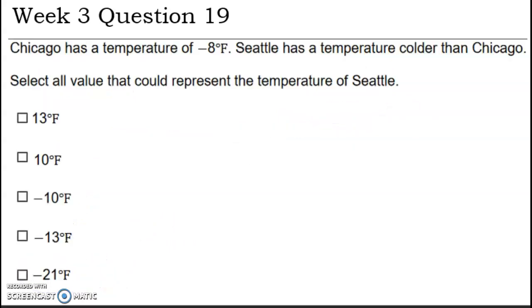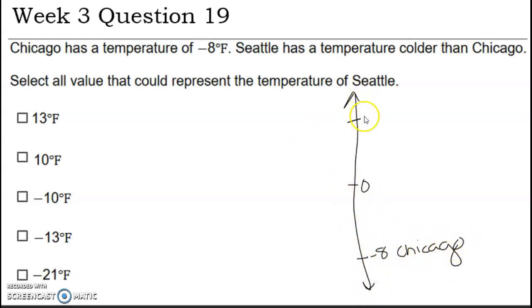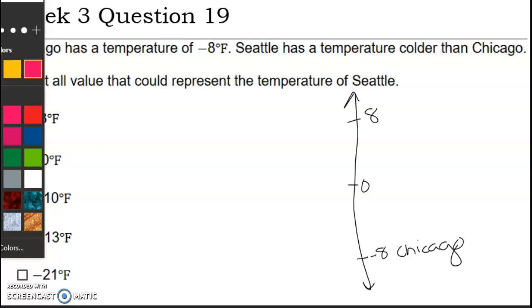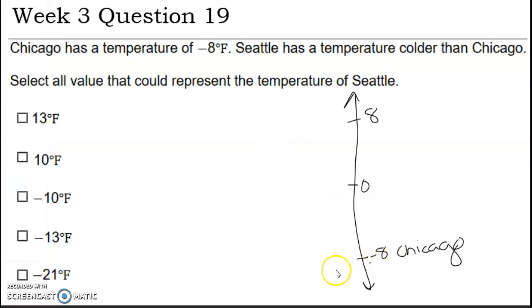All right, 2 more, guys. This one: Chicago has a temperature of -8 degrees. This is my thermometer, this is 0, and this is -8. So this is Chicago. The opposite would be +8. And Seattle has a temperature colder than Chicago. When I'm talking colder, I'm going to go blue. We are going down here.